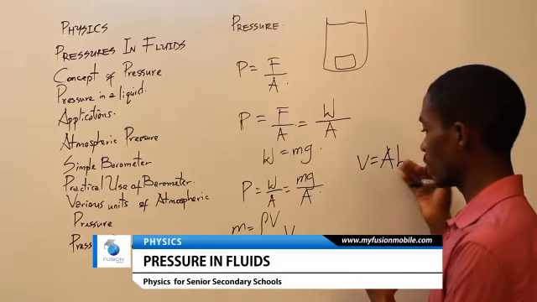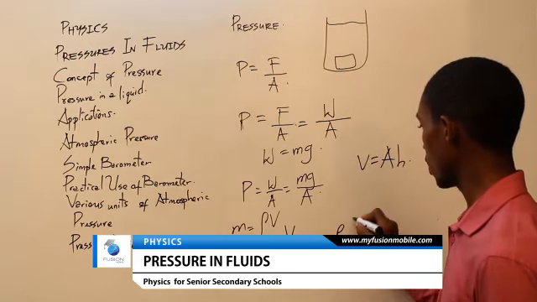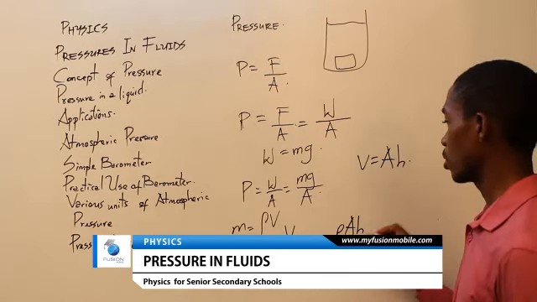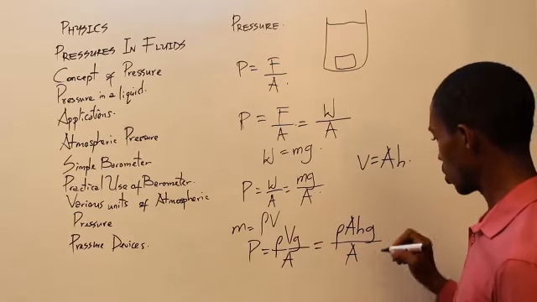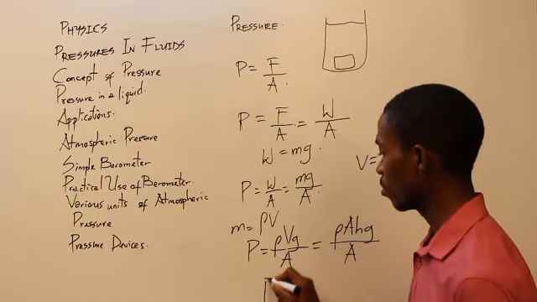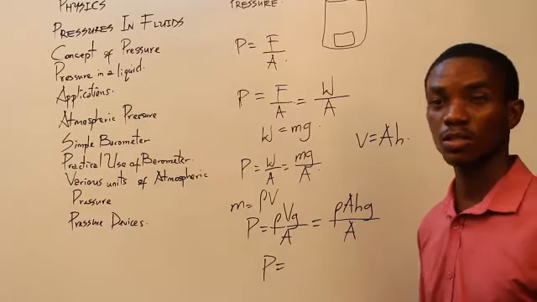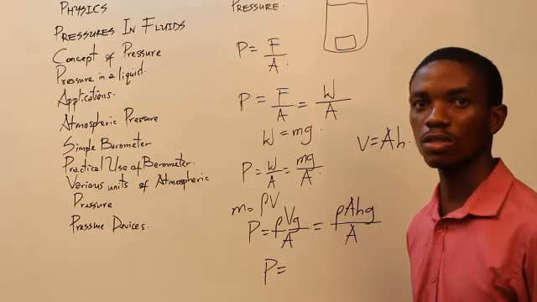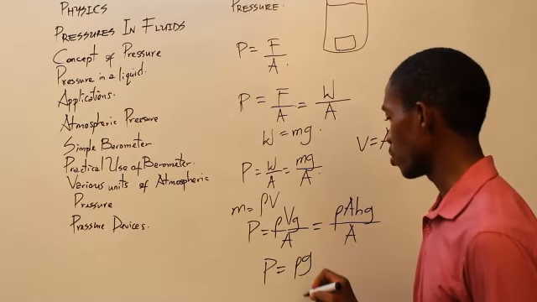Bringing in our volume into the equation now, we would have density multiplied by Ah, since our volume, we have it here, is Ah, multiplied by g divided by A. Oops, we have A and A. A can cancel out A, and our final formula for calculating pressure in liquids, or generally in fluids, not just liquids, you can use it in gases, you can use it also in liquids, would be density multiplied by acceleration due to gravity.